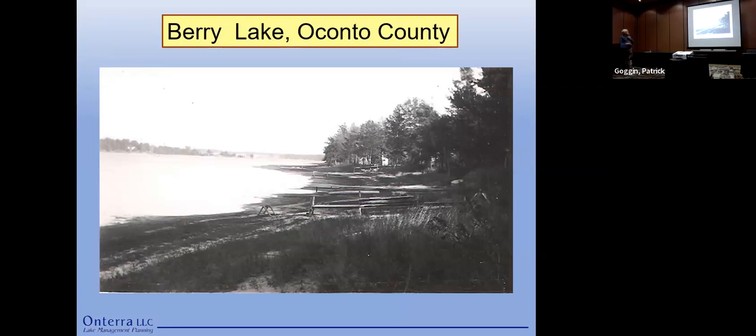This picture is taken in the early 1940s. You can see lake level is much lower. There's been other times when lake level is up to the edge of those trees. You can see all these docks are out of water right now.